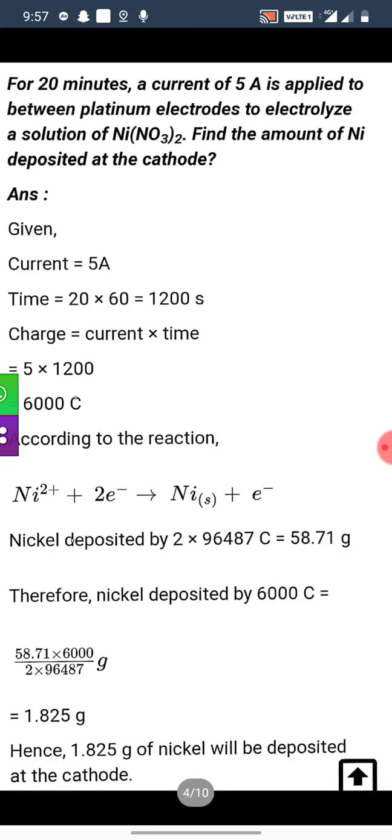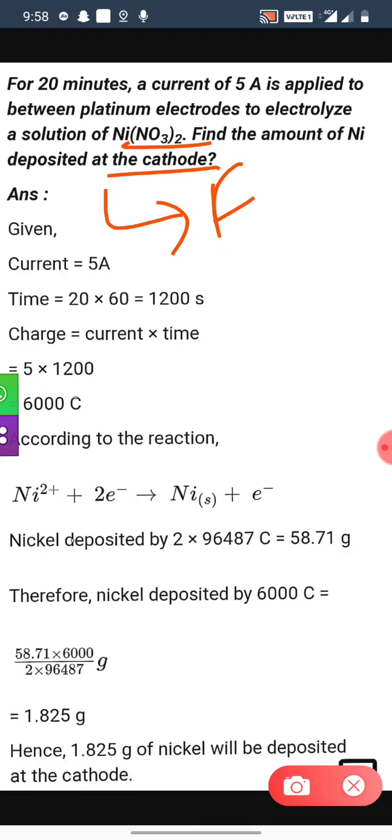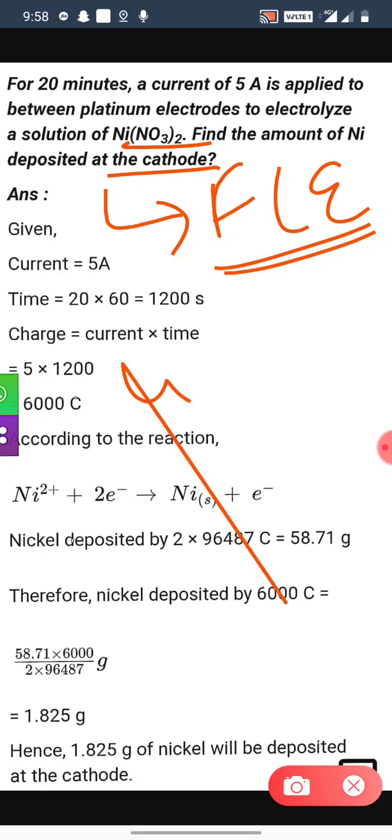The next numerical says: for 20 minutes a current of 5 ampere is applied between platinum electrodes to electrolyze a solution of nickel nitrate. Find the amount of nickel deposited at the cathode. Now when you read this question, immediately what is striking in your mind? It is the first law of electrolysis, according to which W is proportional to Q, right?